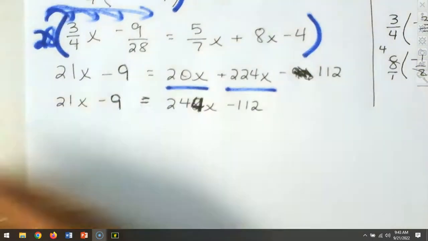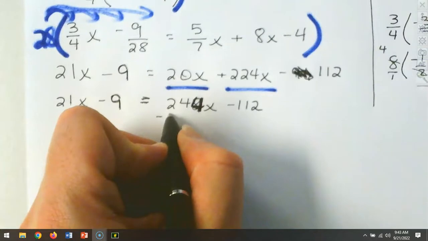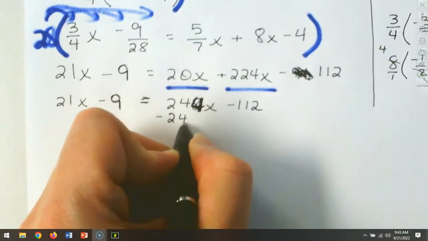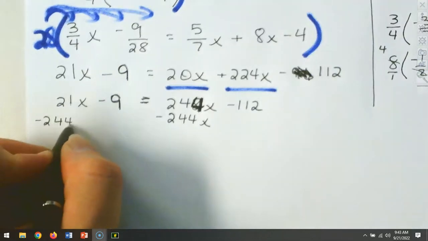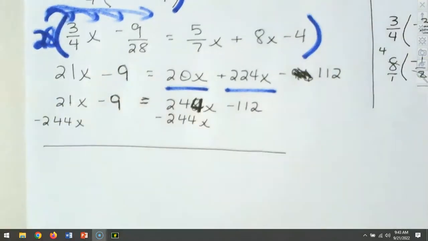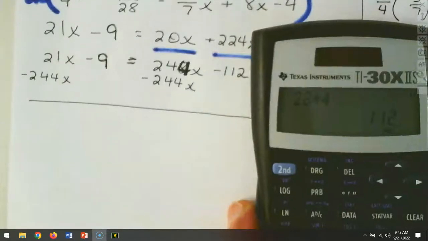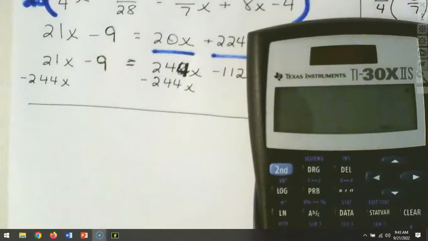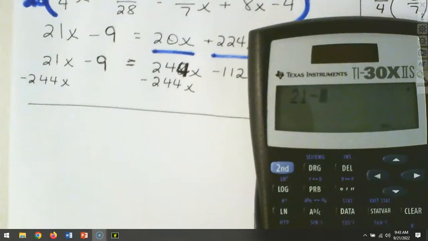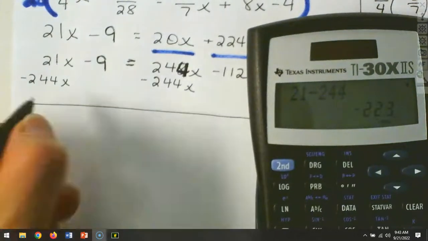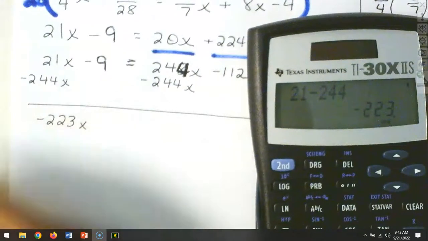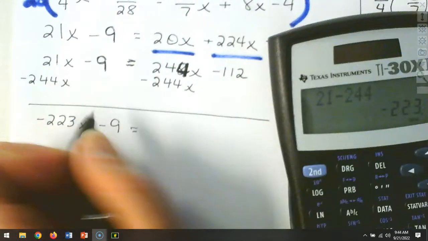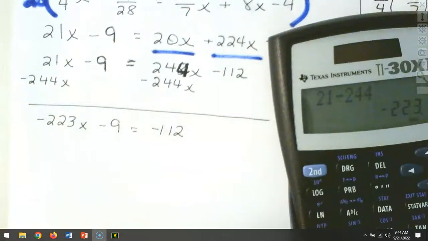Move the signs over. So that's a positive 244, so we're going to use a minus 244x. That's going to take care of that. That's going to go with that 21. And again, if you need to, use a calculator. 21 minus 244. That gives you a minus 223x. And then we still have the minus 9. And that equals a minus 112.